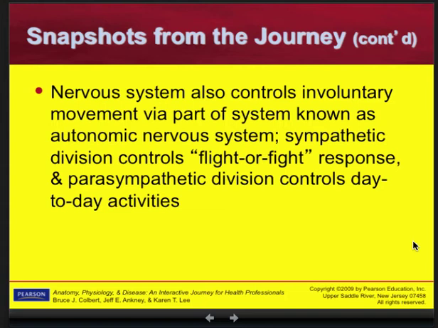The nervous system also controls involuntary movement through the autonomic nervous system, and this system is split up into two functional divisions, the sympathetic and the parasympathetic division. The sympathetic division controls our freak out response. Basically, it allows you to produce physiological change that will make you better able to either flee or fight a particular event, a particular challenge to your well-being.